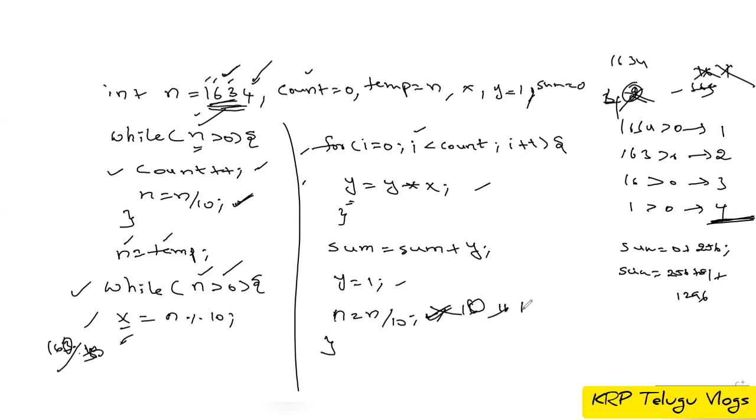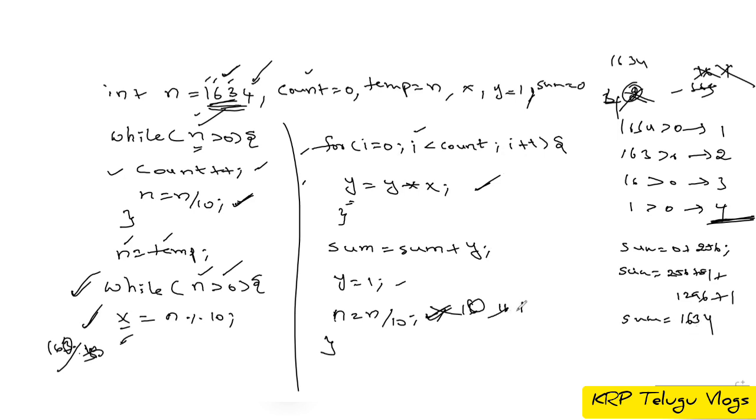1 is greater than 0. So x equal to n mod 10. This is fine, the x value is 1. For i equal to 0, i less than count, i plus plus: 1 power 4 is nothing but 1 only. So sum is equal to sum plus y, so you will add 1 to this. What is the sum value now? 1, 2, 3, 4. Correct? Is that clear or not? So the sum value is 1634.